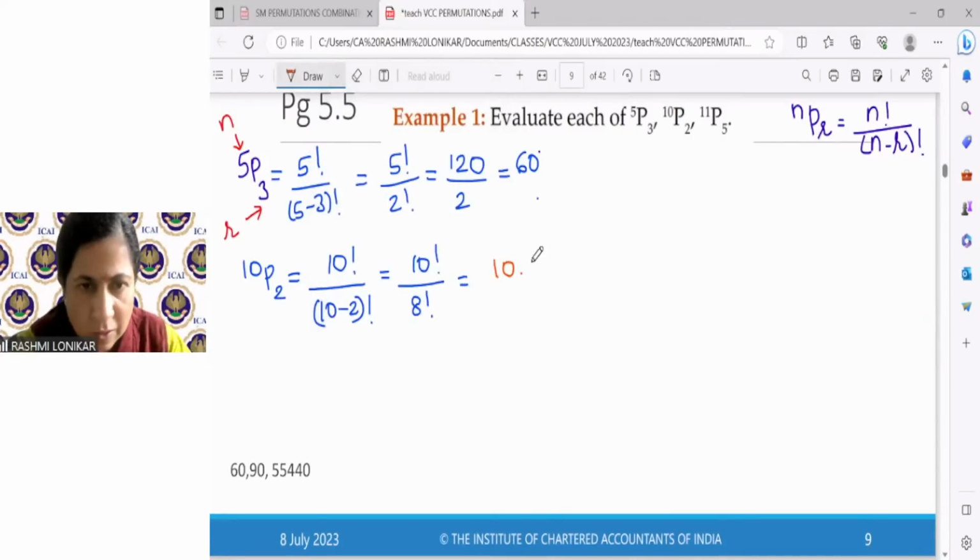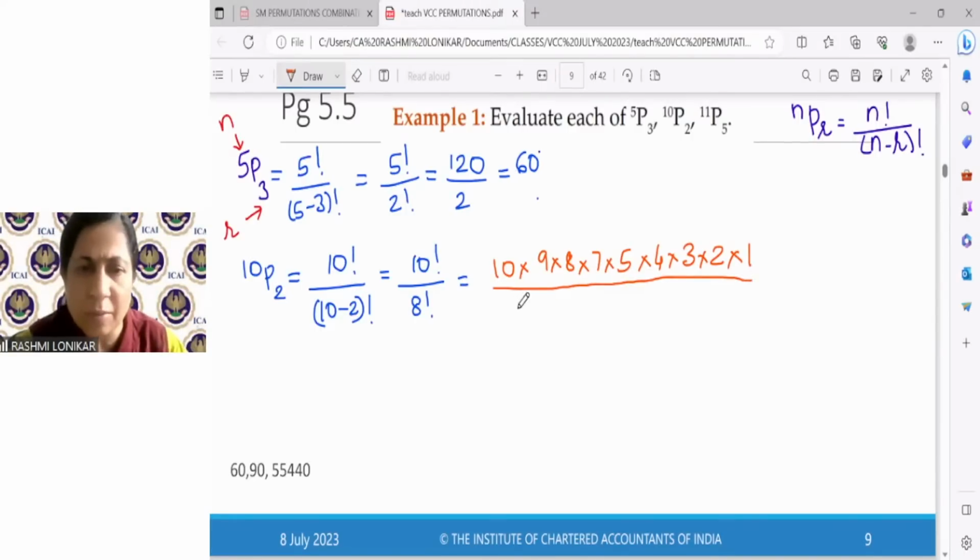This will be what? 10 into 9 into 8 into 7 into 6 into 5 into 4 into 3 into 2 into 1, upon 8 factorial. Also I am not used to writing 8 into 7 into 6, so 8 into 7 into 6 into 5 into 4 into 3 into 2 into 1.